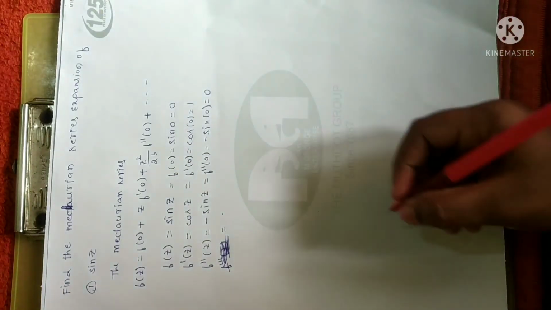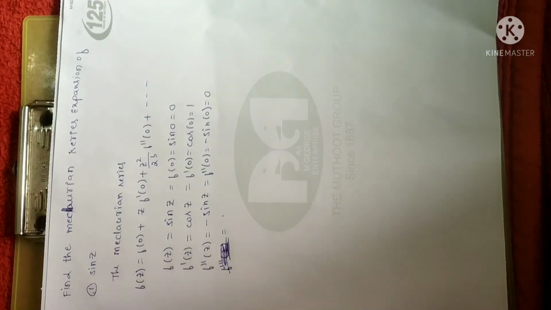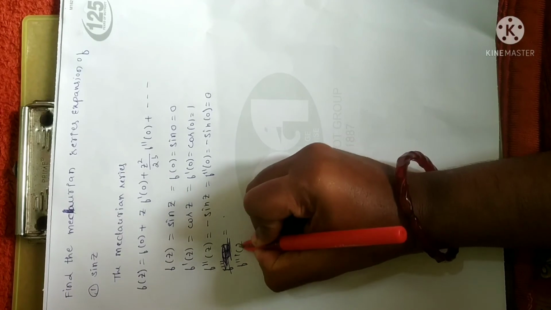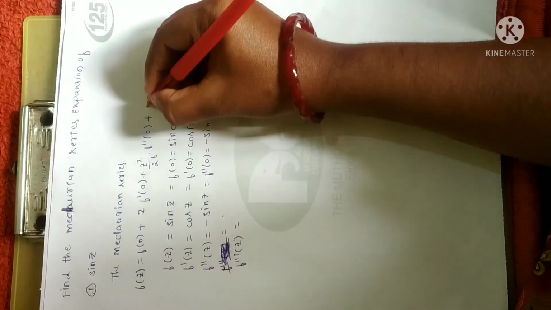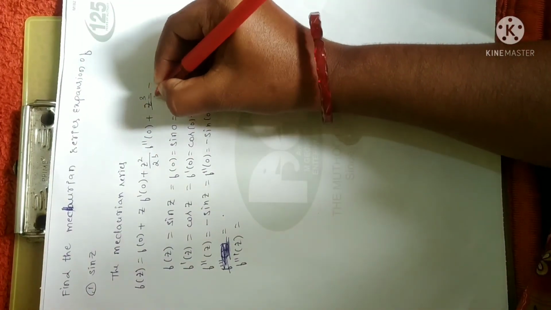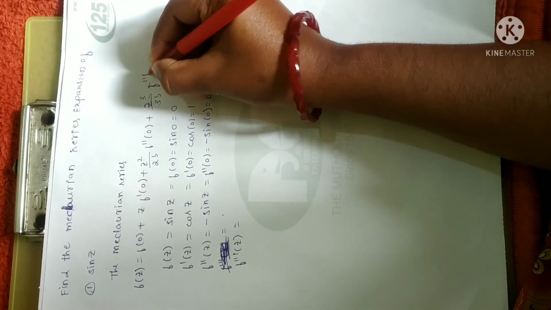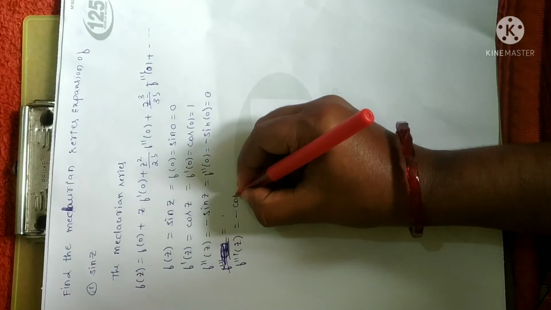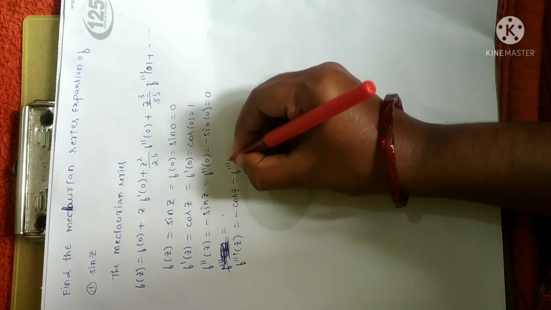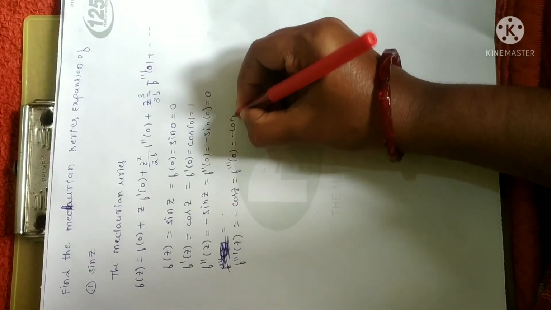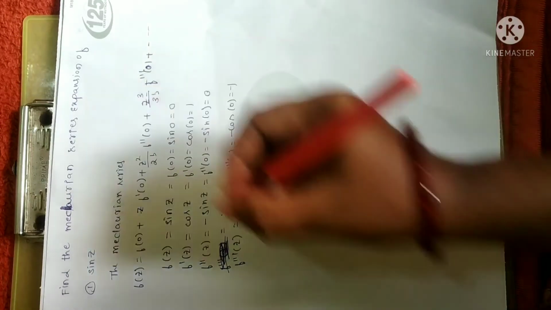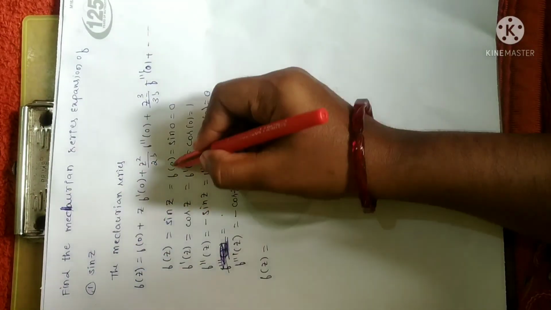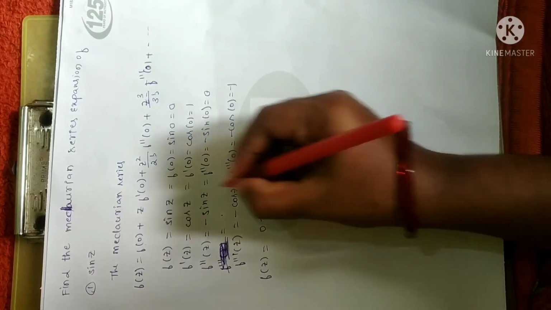Fine. Now since this term will be 0, let me find f triple dash as well. Let me write one more step here: z cube by 3 factorial into f triple dash of 0 plus so on. So f triple dash will be the differentiation of sin, which is cos z. So f triple dash of 0 is minus cos 0, which is minus 1. Now let me substitute. The required series will be f of 0, which is 0, plus z into f dash of 0, which is 1.